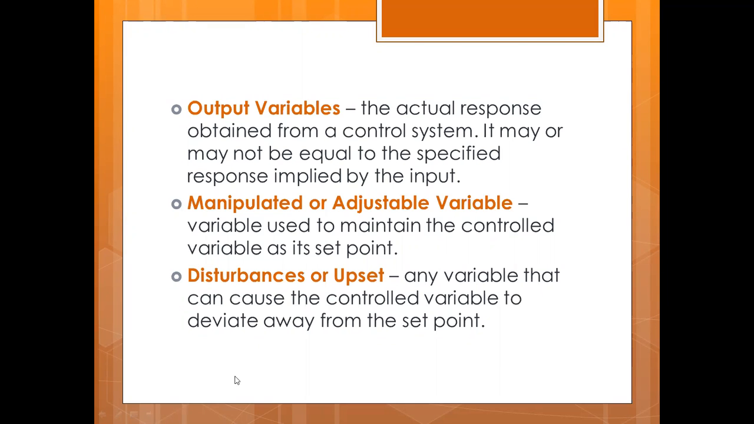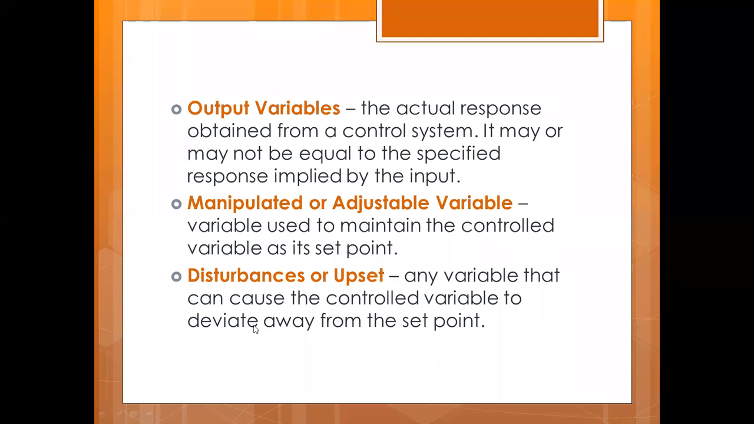Now we have what we call the manipulated or adjustable variable. So these variables are used to maintain the controlled variable at its set point. So as the term manipulated, they are the variables that we can adjust or manipulate. That way, we can make sure that our control variable may not be equal to what is set for it, but rather comparable to or near the value of the set point.